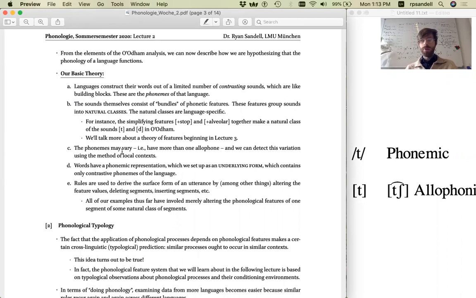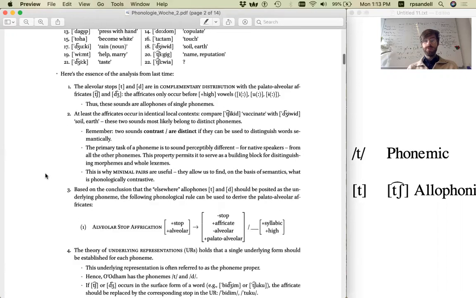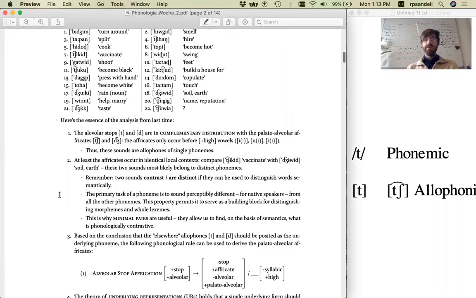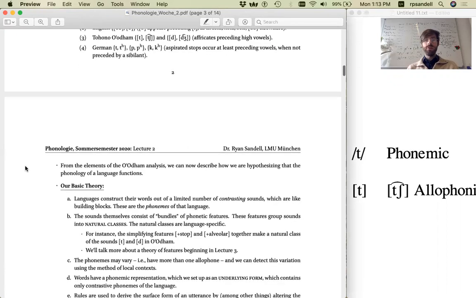Now, a crucial part of discovering and building up phonological rules consists in identifying that certain sounds share common properties. So for instance, for our analysis of the affrication of alveolar stops in Ordam, we had to identify two natural classes. On the one hand, alveolar stops, and on the other hand, high vowels. So we have those two groups of sounds in the Ordam language.